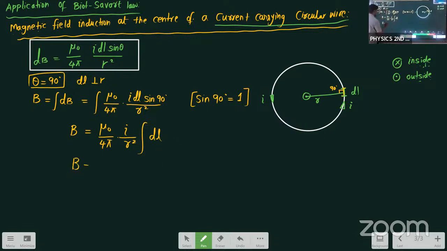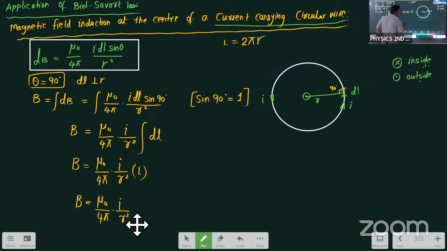So what will be our final answer? B is equal to mu naught by 4 pi into I divided by r square into the integral of dl. Let us assume the length of the wire was initially L. Next, we have made that length of the wire into a circular coil. So here the length of the wire L is equal to the circumference of the circle. How much? 2 pi r. So this will become B is equal to mu naught divided by 4 pi into I divided by r square.